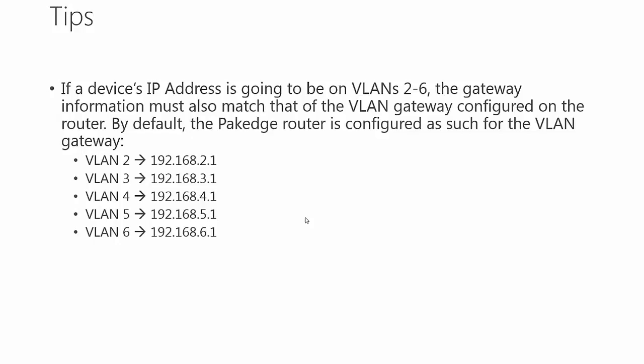Now, if the information is configured incorrectly on the end-user device, the devices will no longer be able to communicate across VLANs as they should be. Also, if the default VLAN is not properly configured on the port, then the device will not be detected on the network as well.